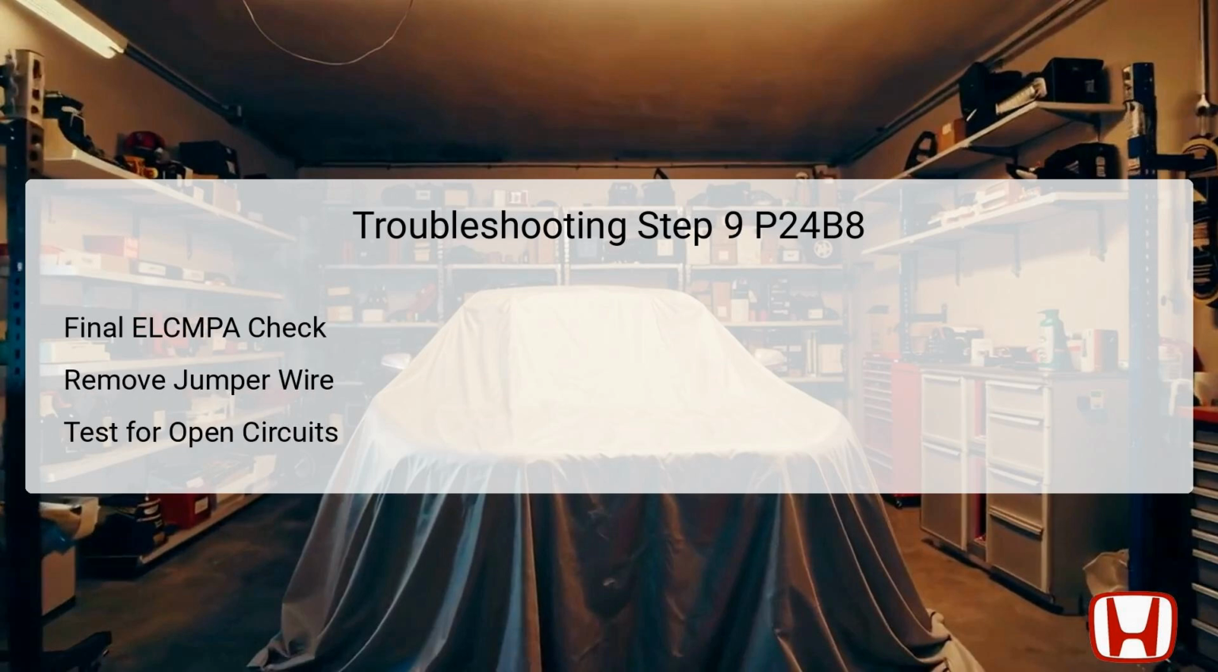In the final step for troubleshooting the P24B8 diagnostic code, we will conduct a thorough open wire check of the ELCM-PA line. First, ensure the vehicle is turned off and remove the previously connected jumper wire from the EVAP Leak Check Module 8P connector. Then, jump the SCS line with the HDS and wait over a minute for accurate readings.